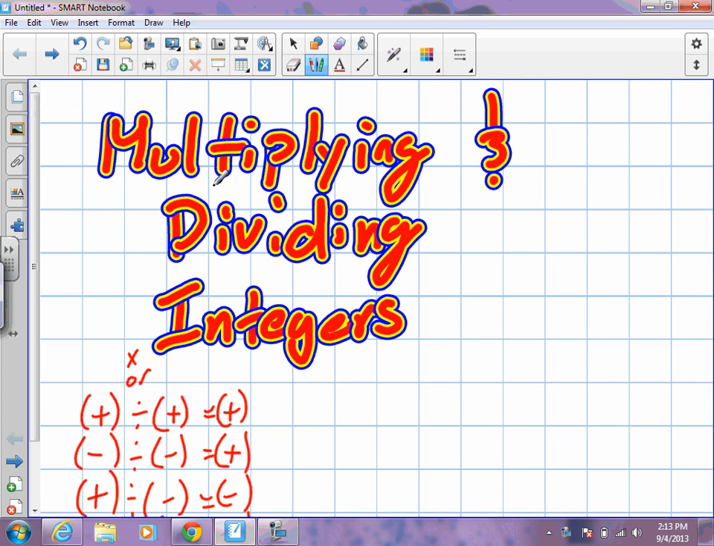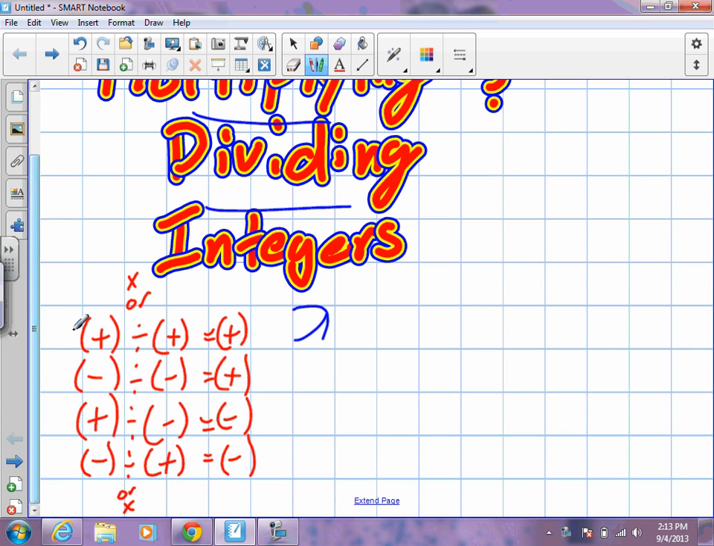Okay, so today we're going to go over multiplying and dividing integers. We've written some rules here, and I've just written them a little differently than you'll normally see them. This is not a t. This is supposed to be a positive sign.